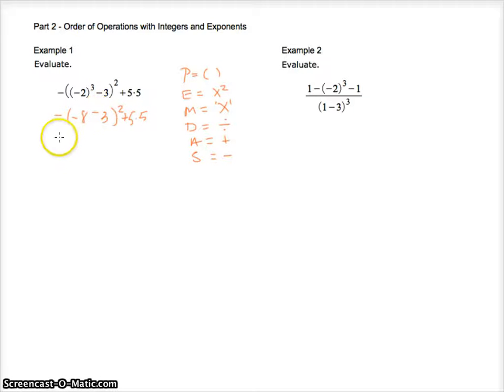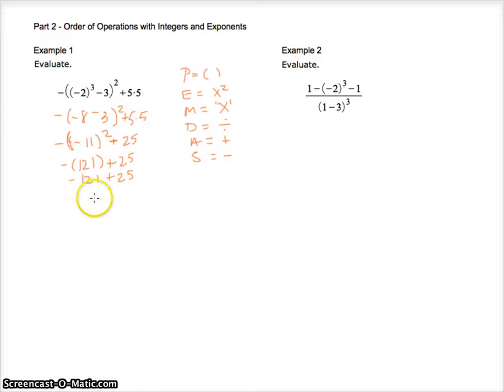Negative 8 minus 3 is negative 11, squared. And then I can go ahead and do the multiplication on the outside because it's not affected, so it's 25. So now I have the opposite of 11 squared. So I have the opposite. 11 squared is 121, plus 25. So I have negative 121 plus 25.